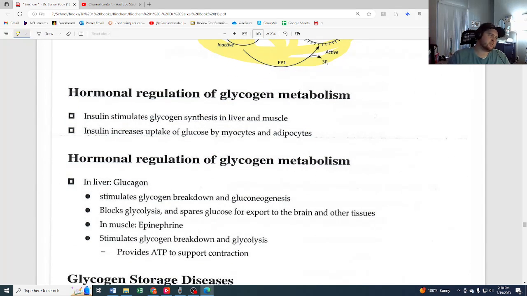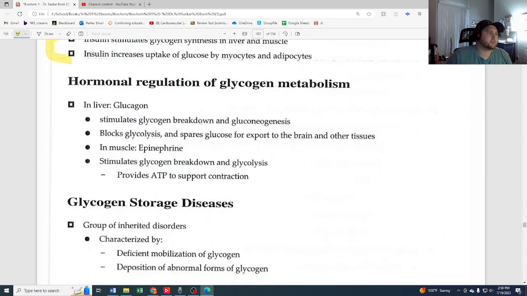Hormonal regulation of glycogen metabolism. Again, this is saying the exact same thing we've heard 30 times. Insulin stimulates glycogen synthesis in liver and muscle, and insulin increases uptake of glucose by myocytes and adipocytes, whereas glucagon does all of this stuff. Okay, hopefully all this hormonal regulation is just a review for you guys.